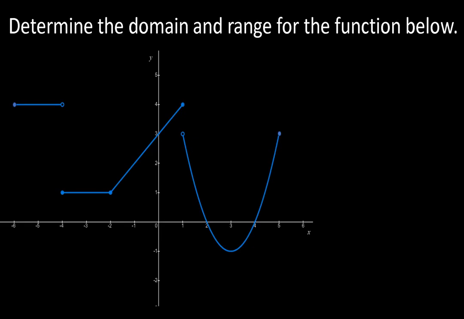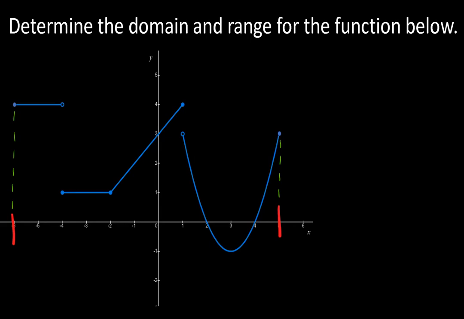Let's take a look at this example. This one looks really tough. But if we just stick to what we've already talked about, we'll have no problem finding the domain and the range for this function. Let's start with the domain. It looks like our graph goes no farther left than -6 and no farther right than +5. So upon initial inspection, it looks like my domain might be from -6 to +5.